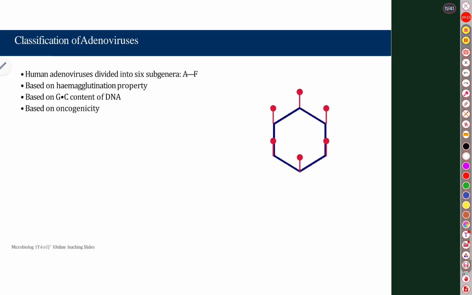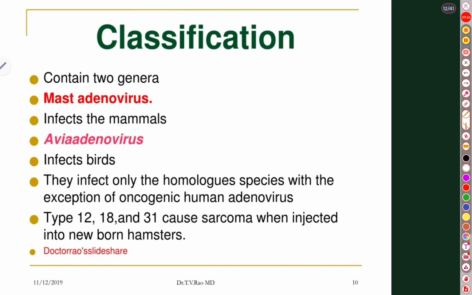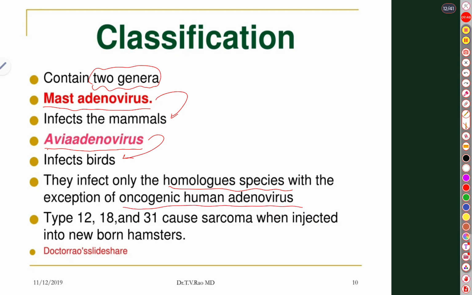Moving forward, the classification of the adenovirus. It contains two genera, the Mastadenovirus and the Aviadenovirus. The Mastadenovirus infects mammals, the Aviadenovirus infects birds. They infect only homologous species, with the exception of oncogenic human adenoviruses. Types 12, 18 and 31 cause sarcoma when injected into newborn hamsters. Okay, so for birds it's Aviadenovirus, for mammals it's Mastadenovirus.